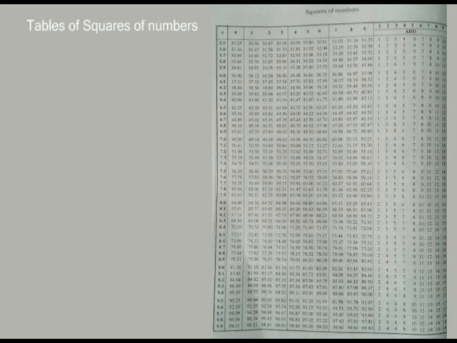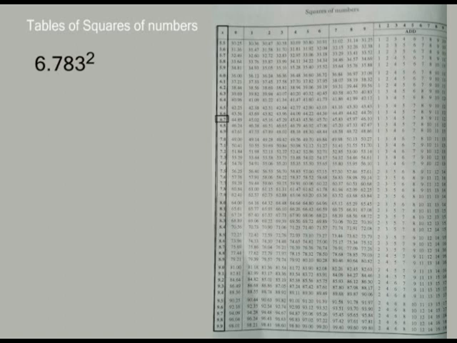1. The column headed by X, featuring numbers from 1.0 to 9.9. This column provides the first decimal place of the number whose square we want to find. That is to say, if we want to find 6.783 squared, the first decimal place, 6.7, is found in this column X here.